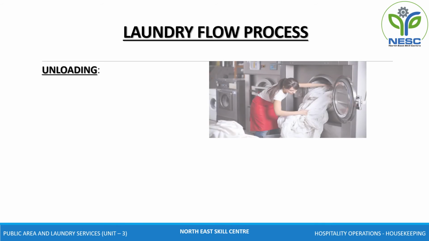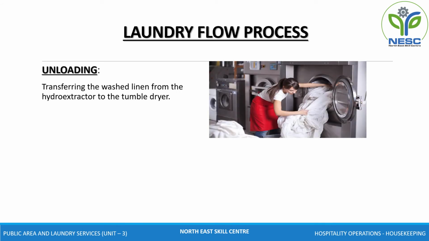Unloading. Transferring washed linen from the hydro extractor to the tumble dryer is a difficult task because of the added weight of moisture. Articles may be manually removed and put into trolleys. Tilting and dumping machines reduce the physical effort of manual unloading. A laundry cart can be positioned under the door and a push button operated to rotate the cylinder and empty its contents.